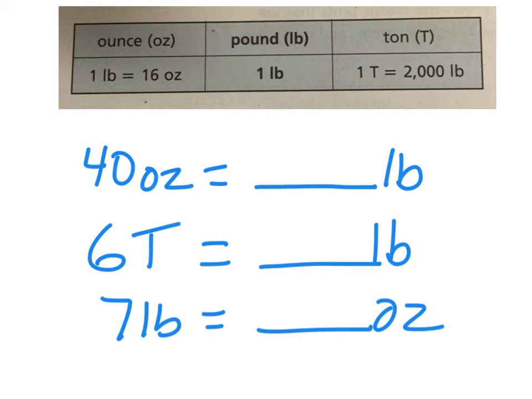You might have problems where you go from ounces to tons, but that's not very typical because there's such a large gap. But if they do, just go one step at a time. Go from ounces to pounds and then pounds to tons. Let's look at these 3 problems I put on the sheet here.